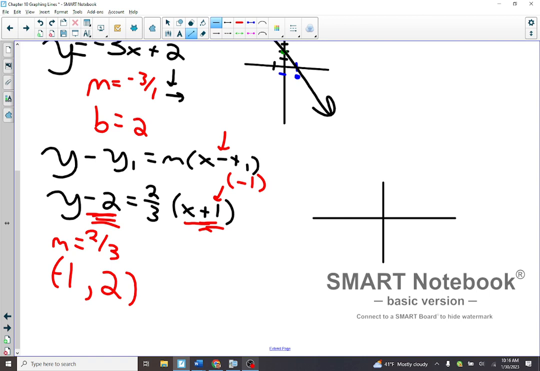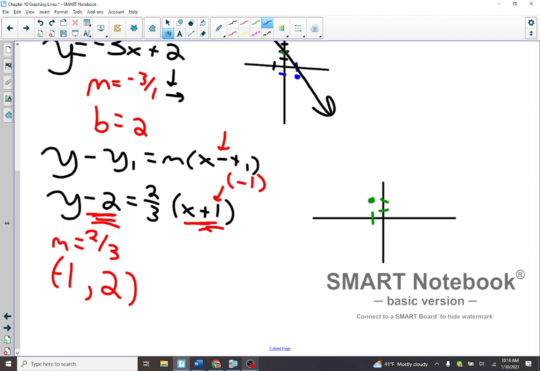So what's your positive b? You don't have a b in this one. These are different formulas, so your starting point is not at a b value. It's negative 1, comma 2. So you're gonna start your point at negative 1, comma 2. How'd you get negative 1, comma 2?